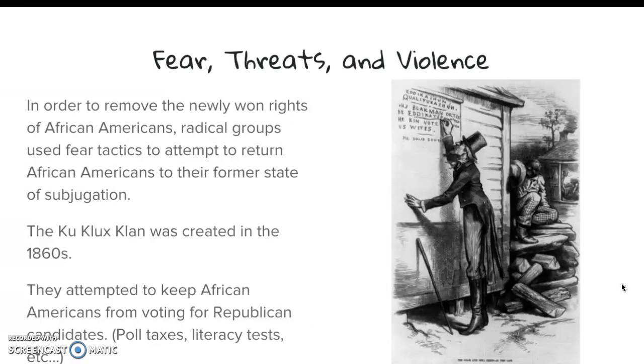So in order to remove the newly won rights of African Americans, radical groups used fear tactics to attempt to return African Americans to their former state of subjugation, essentially slavery. The Ku Klux Klan was created at this time. They attempted to keep African Americans from voting for Republican candidates. Remember, those are the ones who wanted to create equality. They initiated things like poll taxes and literacy tests.